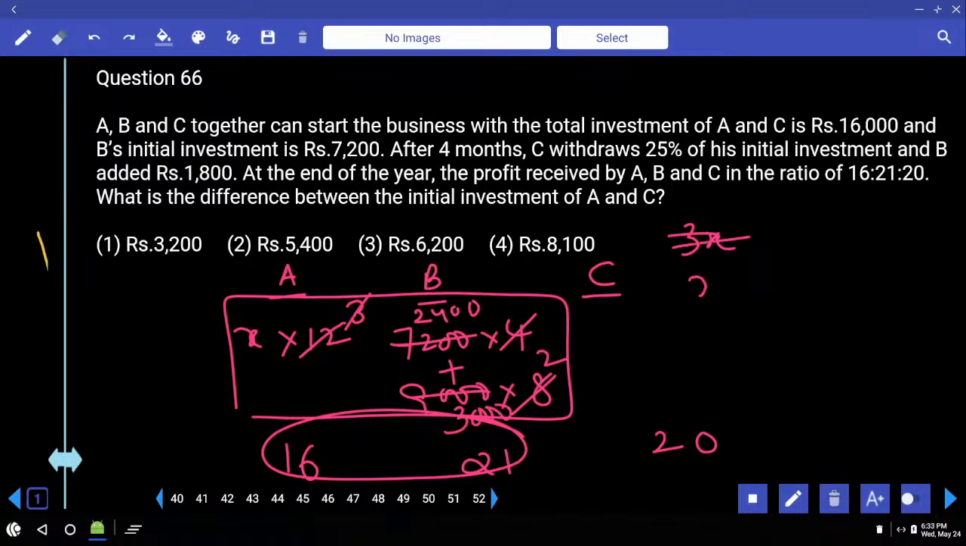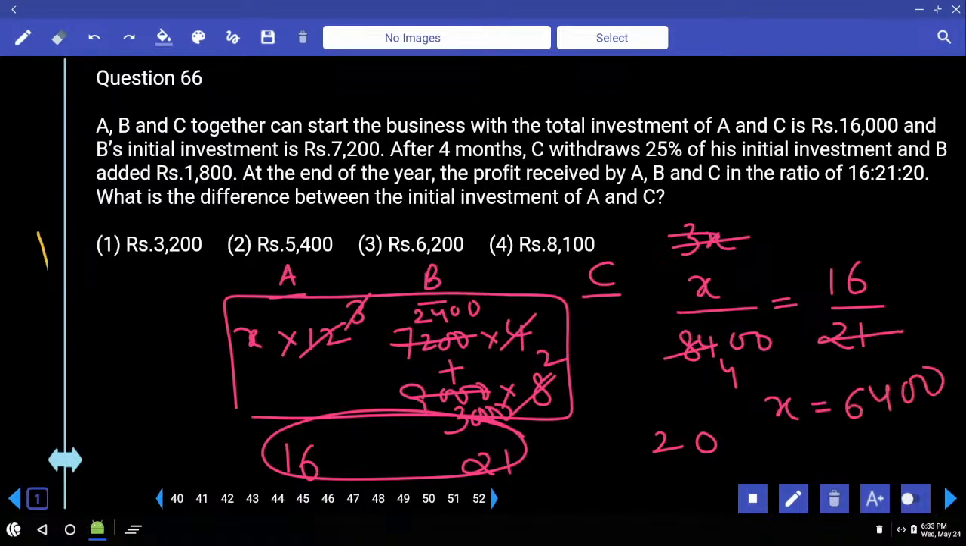Therefore x by 2004 plus 6000, 8400 is equal to 16 by 21. 21 cancels this 4 times. Therefore x equal to 6400. Understood or not? If x is 6400, what about the investment of C? 9600, isn't it? 9600. Then what is the difference between them? 3200. Option 1.